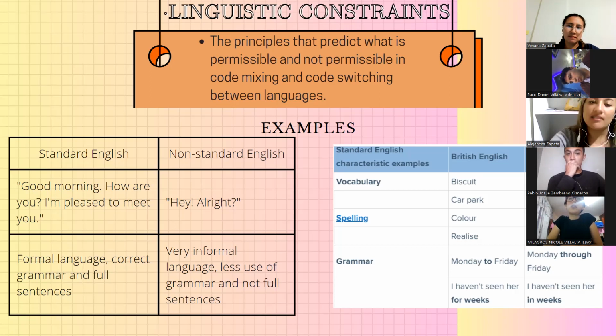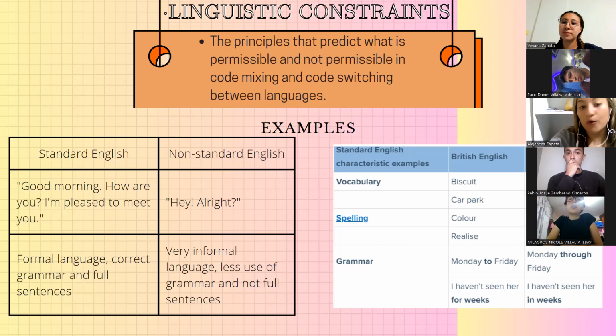Let's say that the dominant language imposes its own grammatical framework when the subordinate language is inserted. As an example, we have standard English and non-standard English. In the case of standard English, it's a formal language with correct grammatical structure. As examples, we have good morning, how are you? I am pleased to meet you. In the case of non-standard English, it's a very informal language. We don't use the full sentence. As examples, we have, hey, all right.